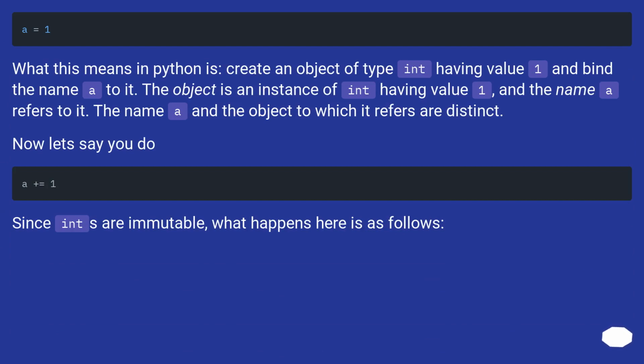What this means in Python is, create an object of type int having value 1 and bind the name a to it. The object is an instance of int having value 1, and the name a refers to it. The name a and the object to which it refers are distinct. Now let's say you do a += 1. Since ints are immutable, what happens here is as follows.